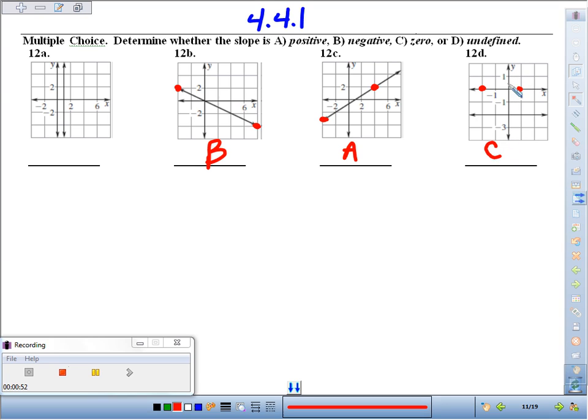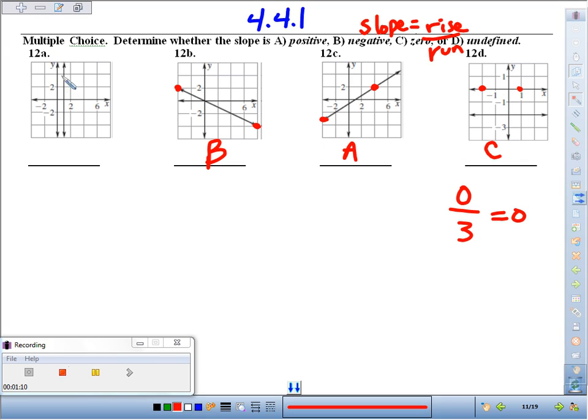Another way to look at it, we can think of rise over run. We talked about slope equals rise over run. And if we look at these 2 points, well, from left to right, I rise 0, and I run 1, 2, 3. And if you take 0 divided by 3, you get 0.